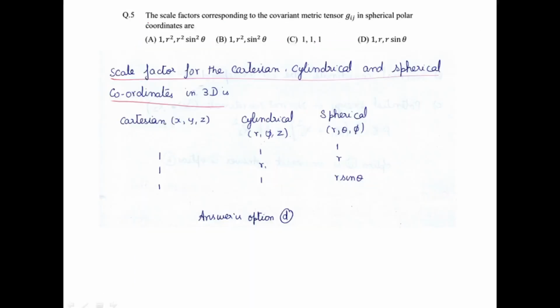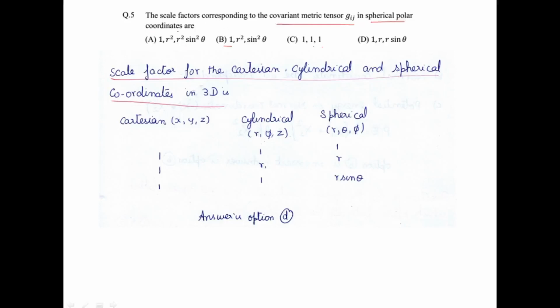Question 5. The scale factors corresponding to the covariant metric tensor in spherical polar coordinates are: option A 1, r squared, r squared sin squared theta; option B 1, r squared sin squared theta; option C 1, 1, 1; option D 1, r, r sin theta. So in this question they have asked us to find the scale factor corresponding to the covariant metric tensor in the spherical polar coordinate system.